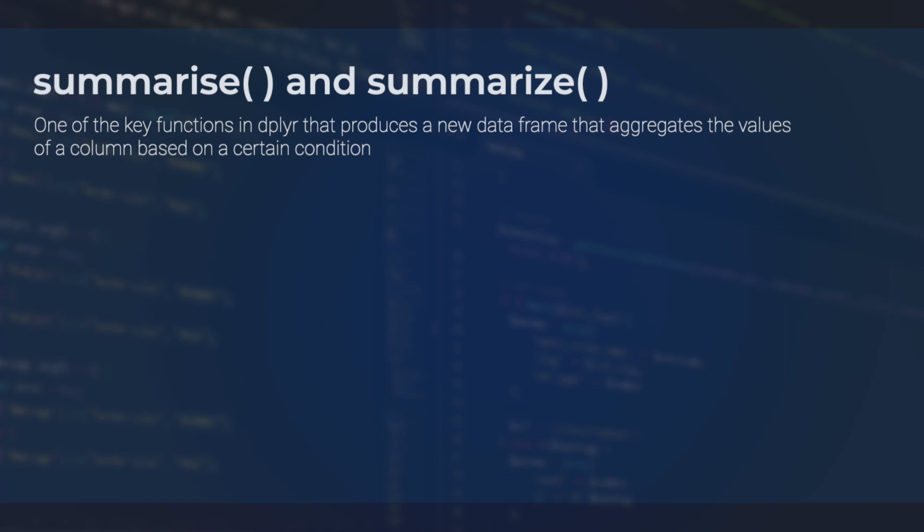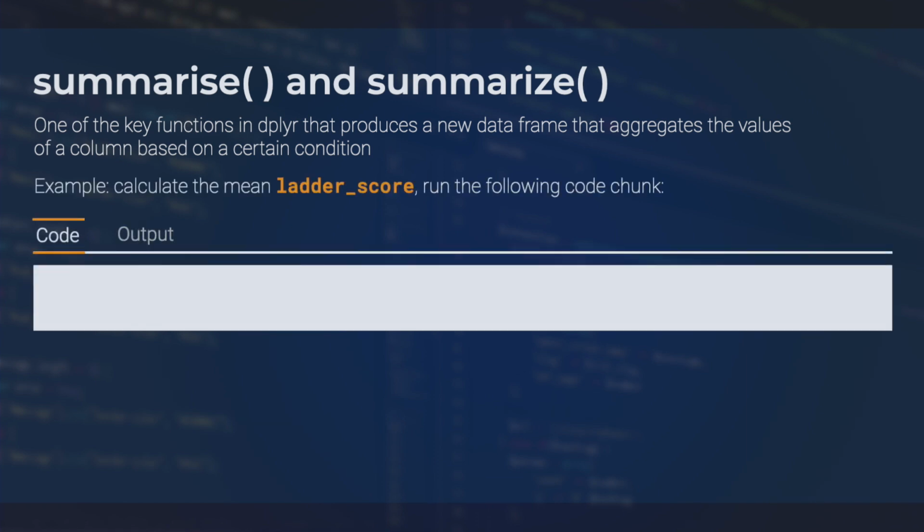It produces a new data frame that aggregates the values of a column based on a certain condition. For example, if you wanted to calculate the mean ladder score of all the countries within the happy data frame, you could run the following code. We take our data frame, and then we pipe it into the summarize function. Within the summarize function body, we can apply the mean function to our selected variable.